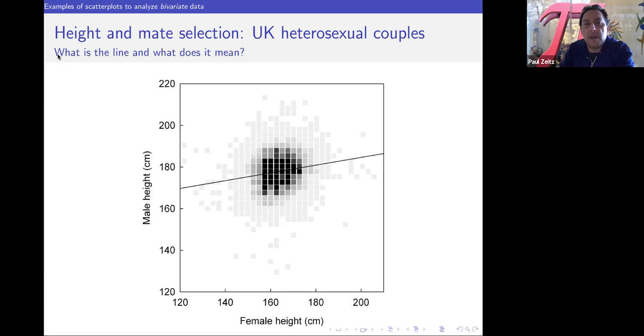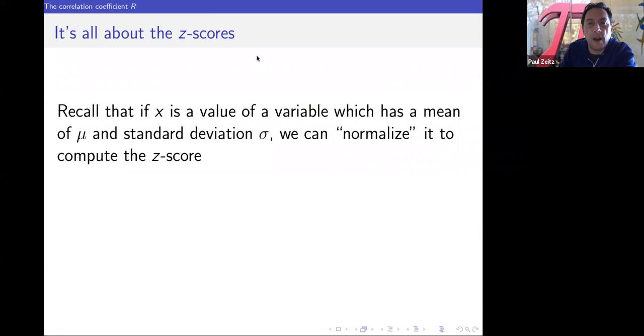Now, I have a subtitle, which is what is the line and what does it mean? And I will get to that later. The line is very important. We'll talk about it. The line is super important. Okay, so these are just examples of spreadsheets. And what I want to now do is find a way to quantify this idea of association.